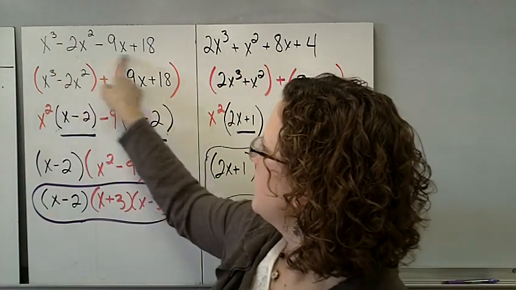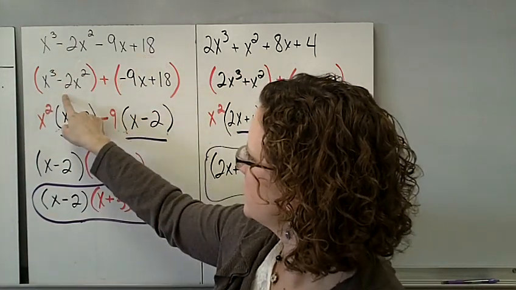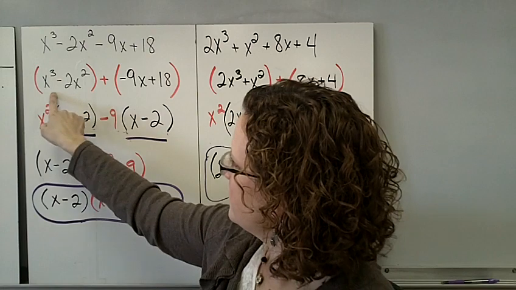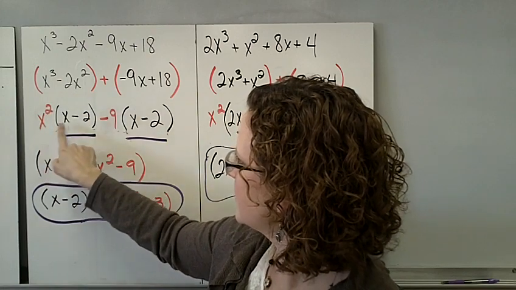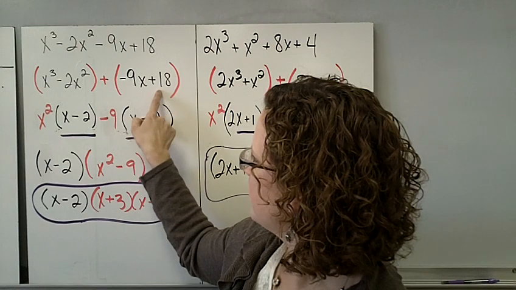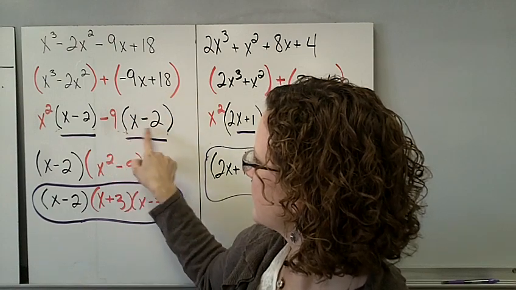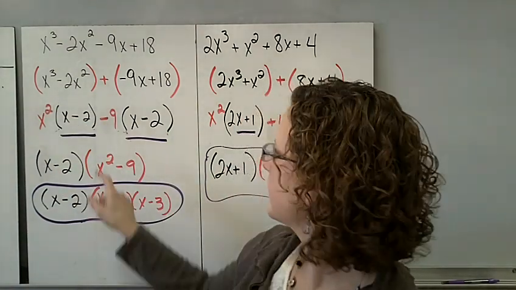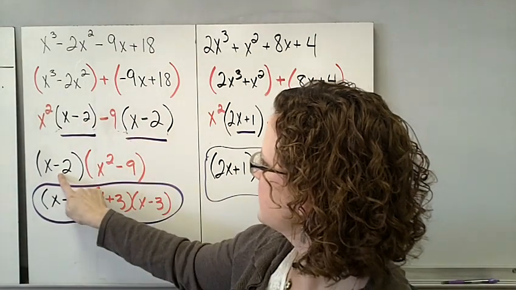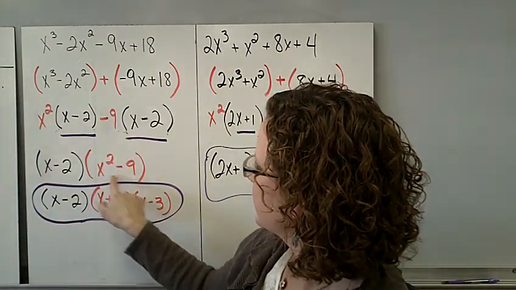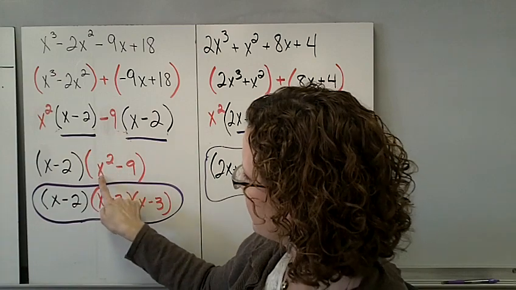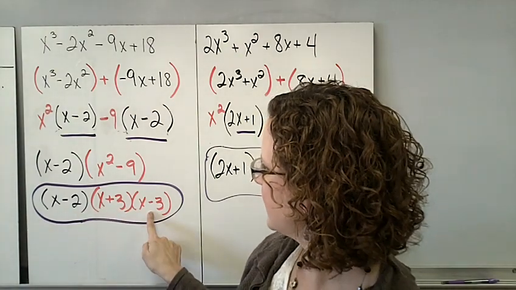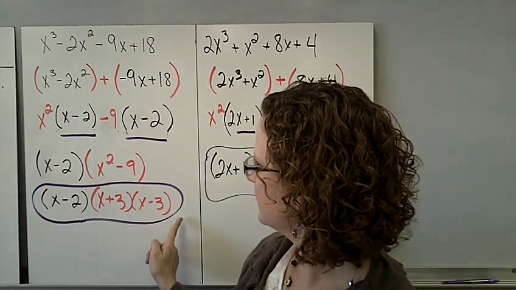All right, big polynomial. Parentheses around the first two terms plus parentheses around the second two terms. GCF is x squared. What's left over is x minus 2. GCF is negative 9. What's left over is x minus 2. This and this will always be the same thing if you're doing it right. Factor out your matching binomial and write down what's left. So I have x minus 2 and the difference of two squares. That's not a coincidence. So I get x minus 2, x plus 3, x minus 3. And that is your final answer.